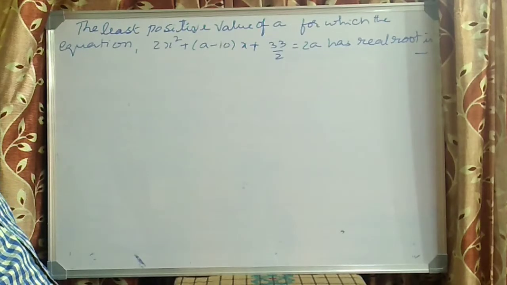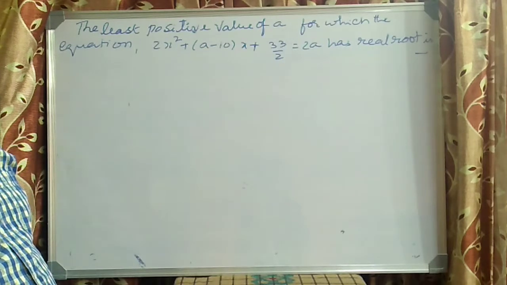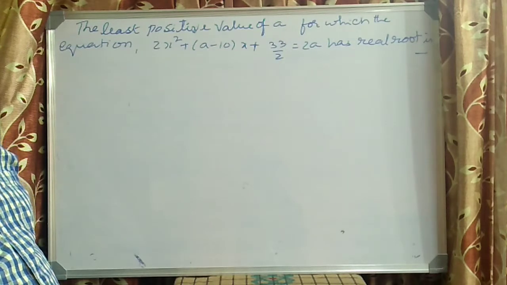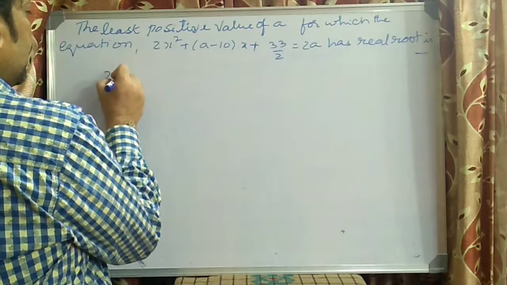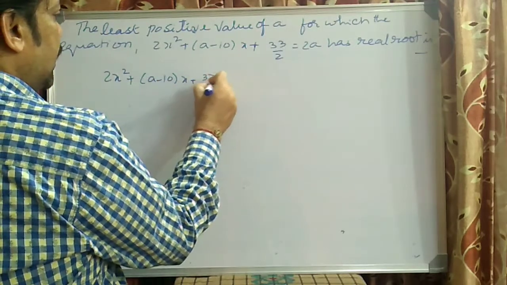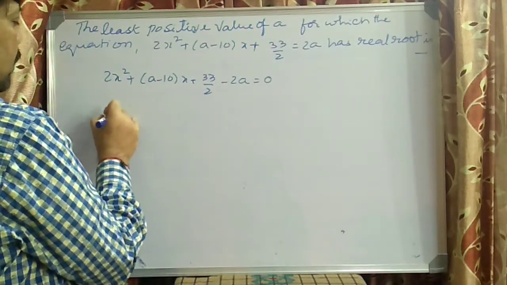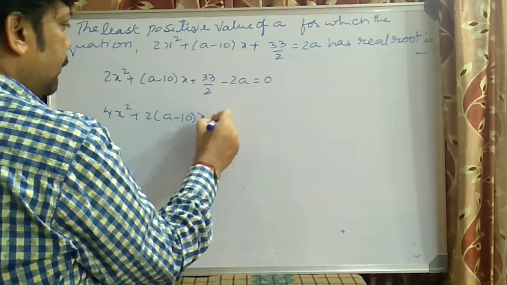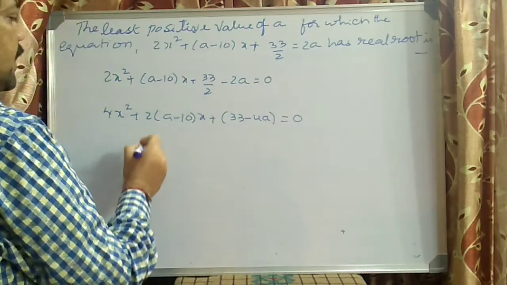Another question is the least positive value of a, for which the equation 2x square plus a minus 10 into x plus 33 by 2 is equal to 2a has real root is. So here I have the equation 2x square plus a minus 10 into x plus 33 by 2 minus 2a is equal to 0. Multiply with the 2. So I have got 4x square plus 2 into a minus 10 into x plus 33 minus 4a is equal to 0. This has a real root.